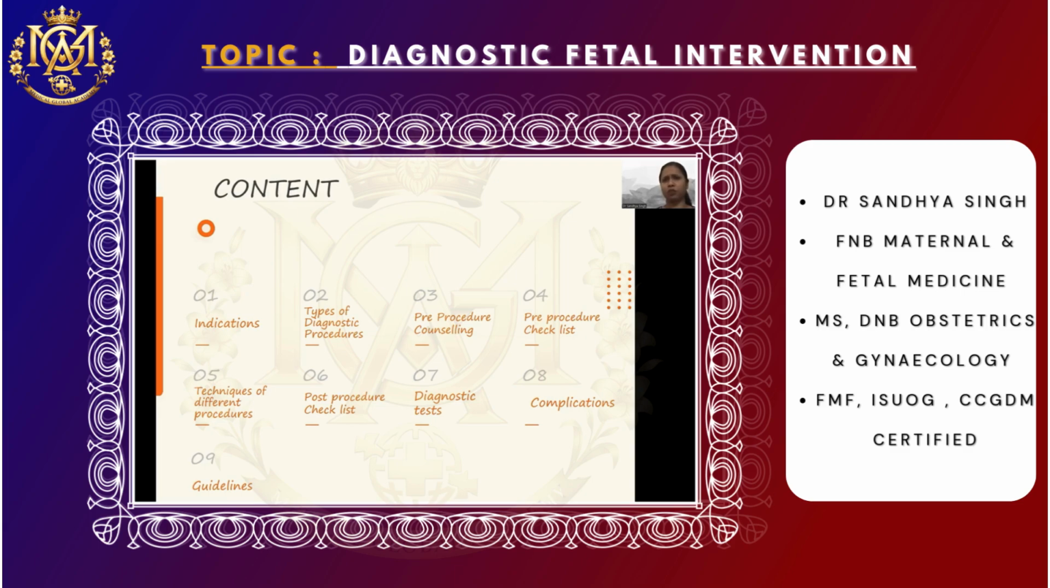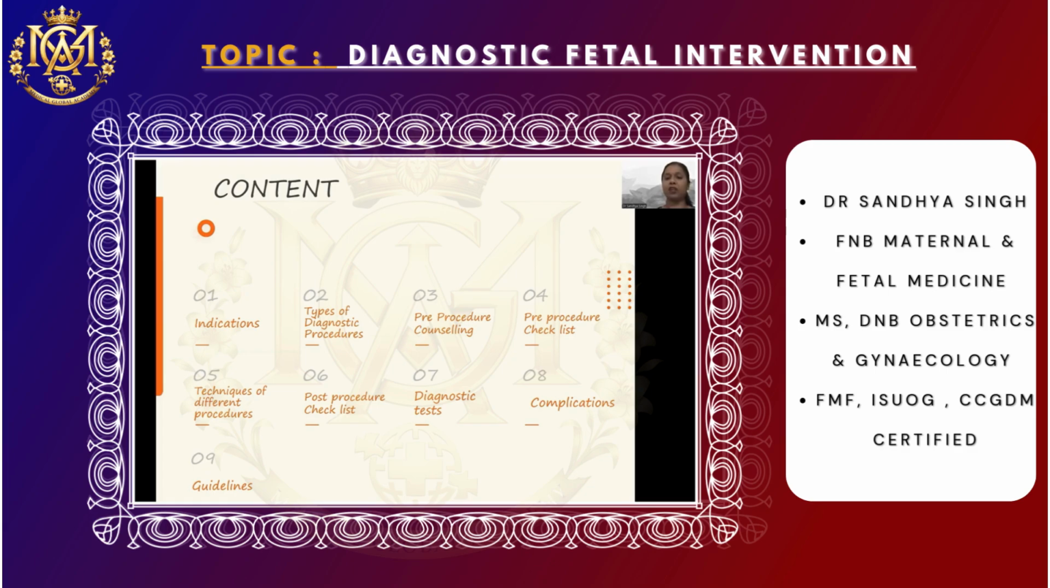Then, like any procedure, if you are going for an LSCS or any hysterectomy, you explain to the patient: this is the thing which we are going to do, and these are the things which we need. For example, before a cesarean, you need a CBC, blood group, and viral markers. They are a basic set of tests which you do.